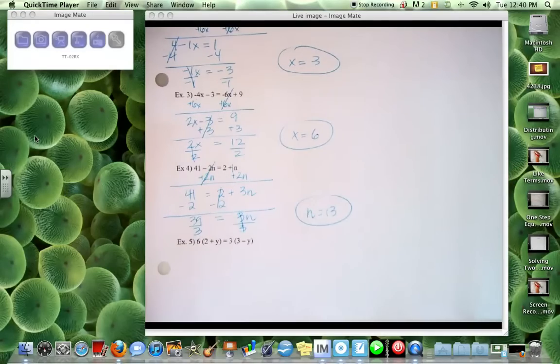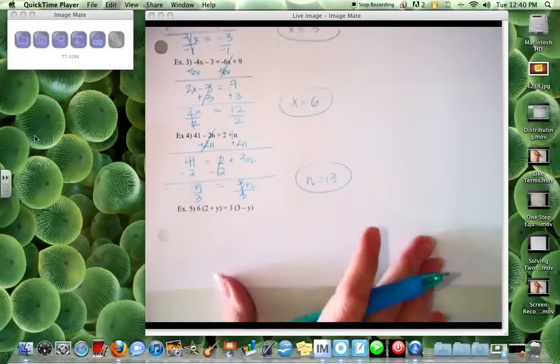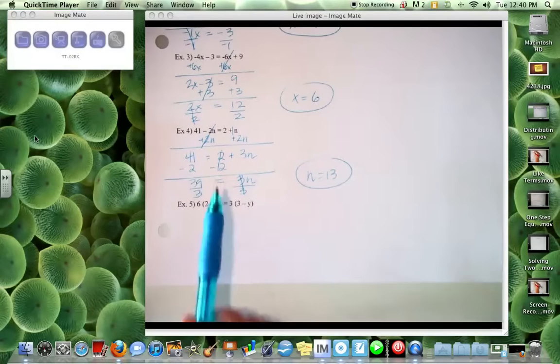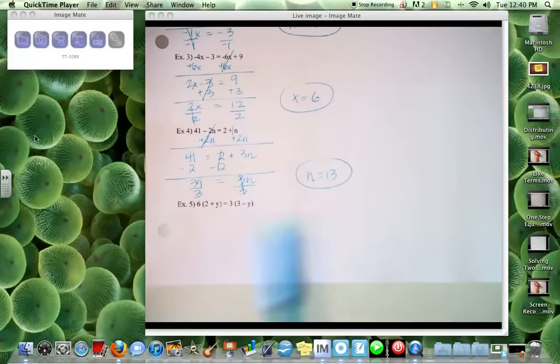So, once you become more comfortable with the equations, you can move whatever you want to whatever side, as long as you end up with the variable on one side and the numbers on the other side. So, if I just did it the opposite way, like we've been doing, you would still get n equals 13.